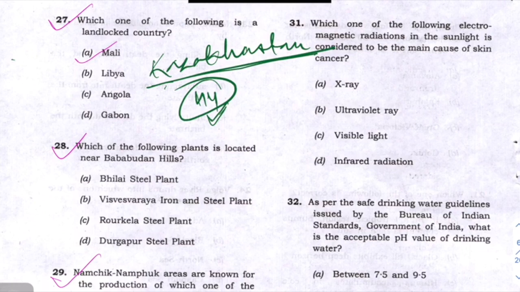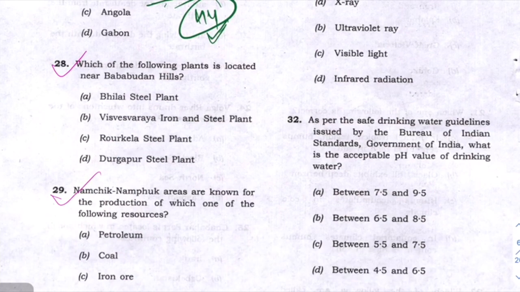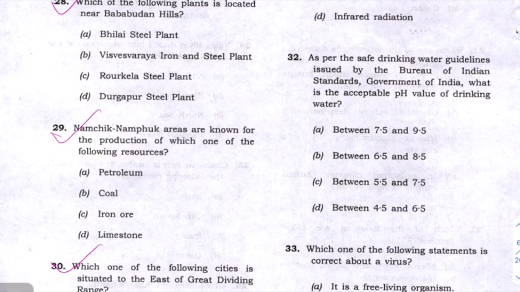And a landlocked country is one which has no direct access to sea or any river. So Mali is one of them. Out of the 4 options, Mali is the one which has no direct contact to sea. Fine. Next is: which of the following plants is located near Baba Budan Hills?